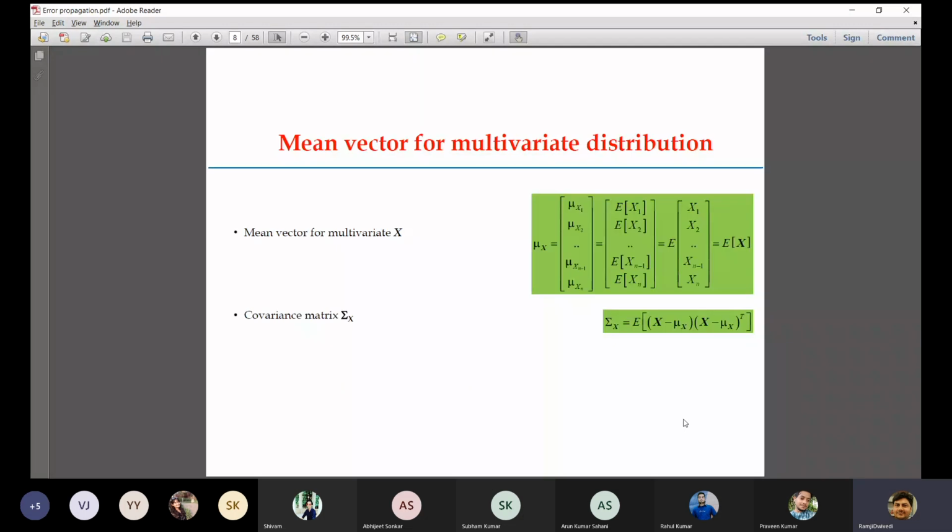Now, again, the mean vector for multivariate distribution. For the mean vector of a multivariate distribution, first you need to understand there is a vector x which consists of n random variables, like x1, x2, x3, up to xn.